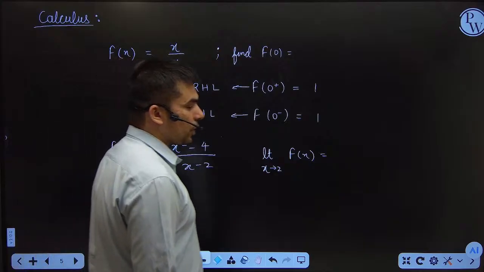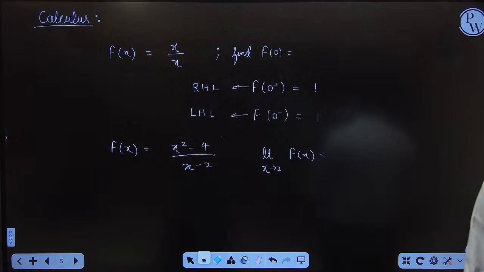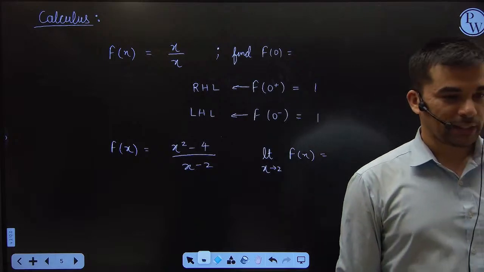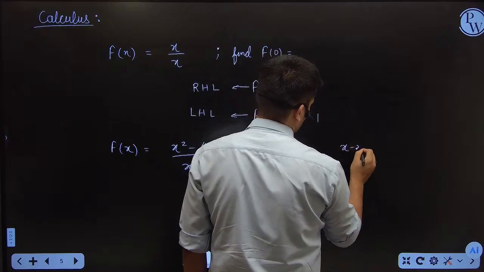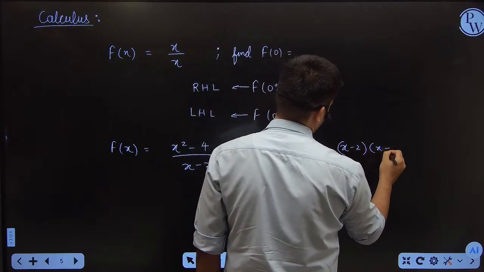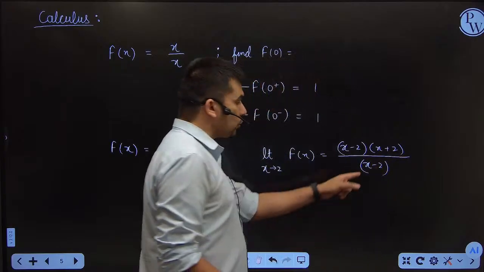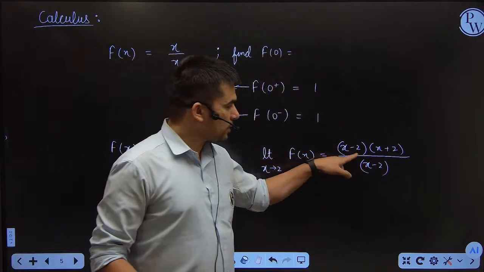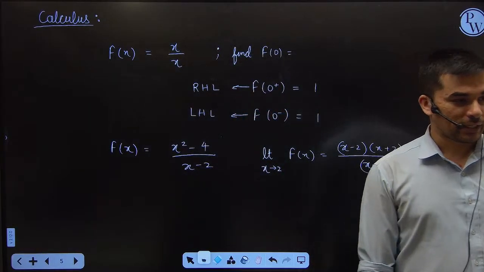The cancellation of the term x minus 2 is only possible if we are excluding that value, x is equal to 2, isn't it? Can I factorize it and write it as (x minus 2) into (x plus 2), whole divided by (x minus 2)? Can you do this cancellation of these two terms if I am saying that the value of x is 2? You cannot do that, right?